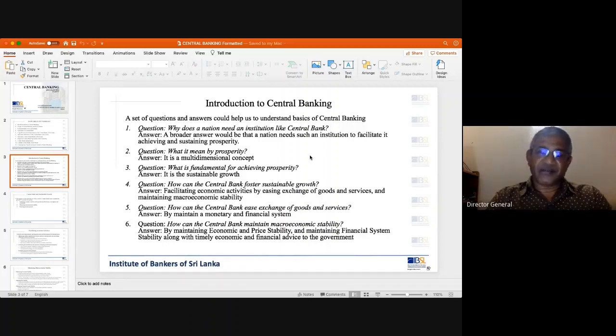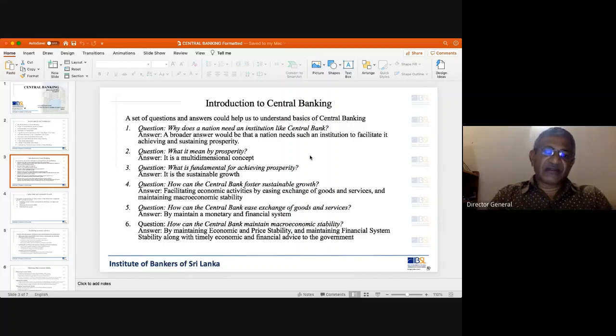So prosperity is something that we will never have, people say, because once you have achieved something, you want something more. But anyway, moving towards a better life, there should be more economic activities, there should be more dynamism in the economy. That is facilitated by the presence of money to facilitate exchange of goods and services. And the institution behind that is the central bank. That's why a nation needs an institution like central bank.